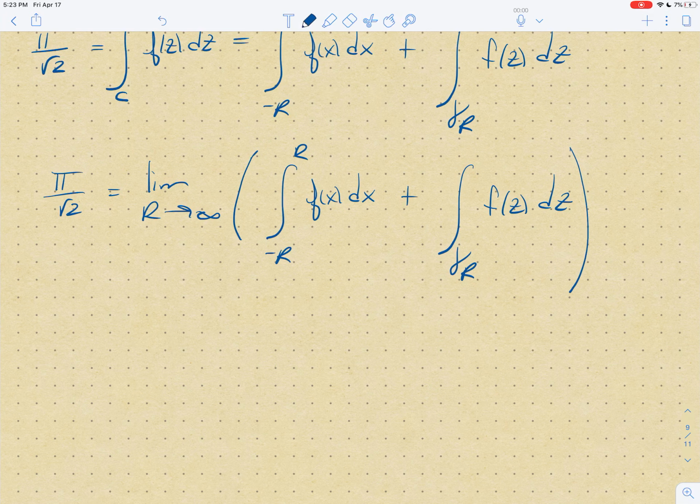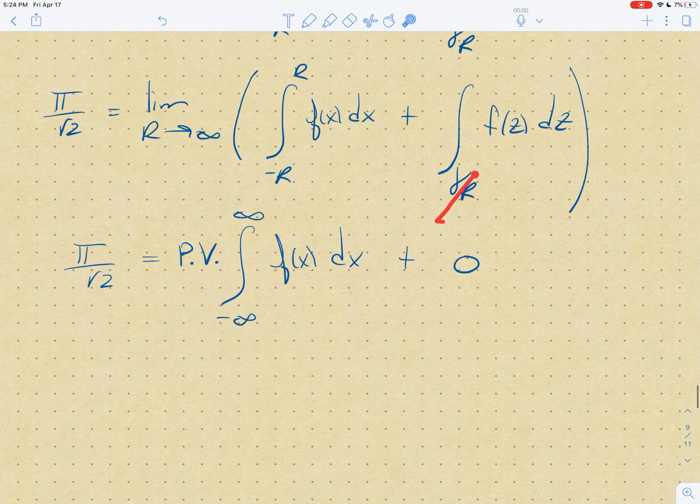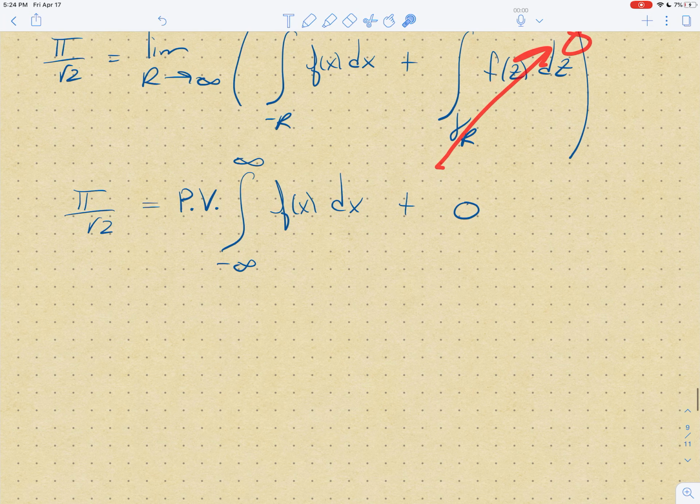Okay, we can break the limit up over the sum, and so we get pi over root 2 is the principal value. We need to be careful. If I just wrote minus infinity to infinity down, I would not be quite telling the truth. It's the principal value of the integral from minus infinity to infinity of f of x dx plus 0, because this part goes to 0.